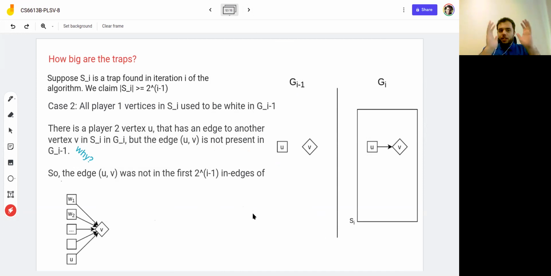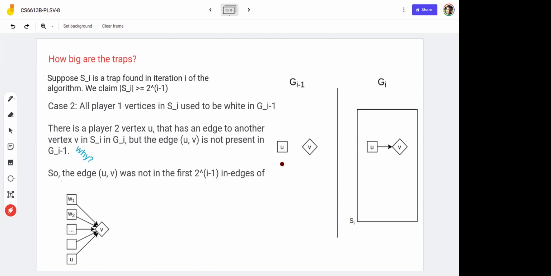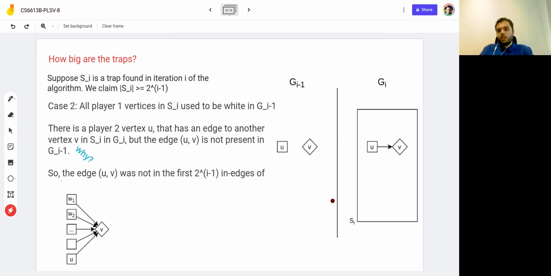So every player 1 vertex that I have inside of my trap was white in the previous iteration, because player 1 vertices could either be low degree, in which case they would be white, or they could be high degree, in which case they would be blue. Okay.